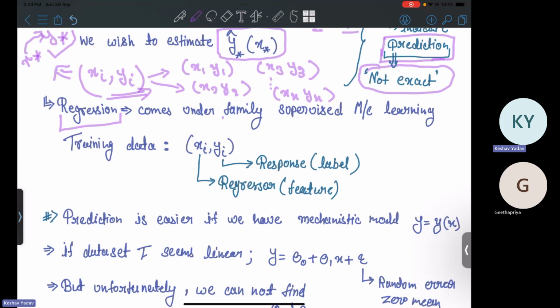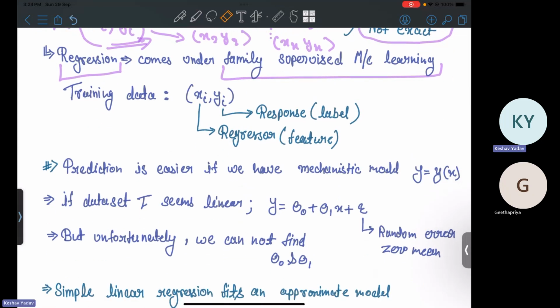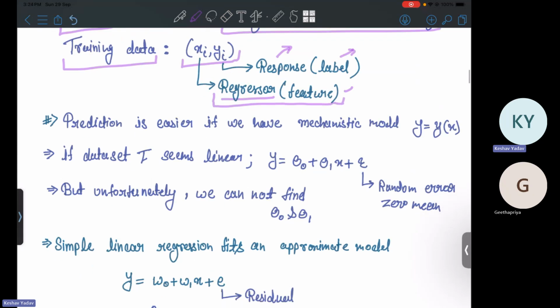As I have told, this regression is a family of supervised machine learning. So this data xi, yi that we have is known as training data. The input, the xi, is known as a regressor or the feature, and the yi is known as the response or label. These are the terms related to machine learning.